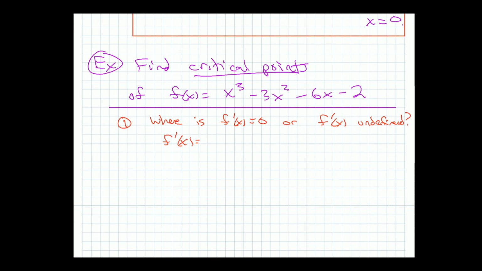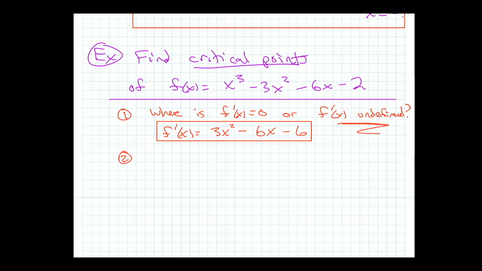So the derivative of x cubed is 3x squared. The derivative of 3x squared is 6x. The derivative of 6x is 6. And the derivative of 2 is 0. So there's my derivative. Easy enough. Now, this is defined everywhere, so we don't have to worry about this part, right? We see f prime is defined everywhere.